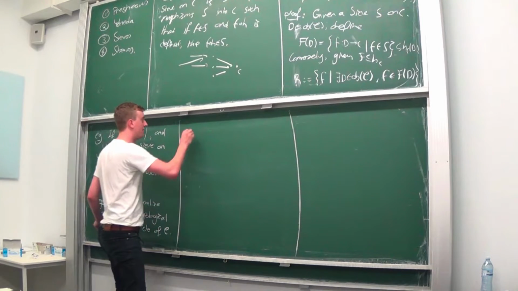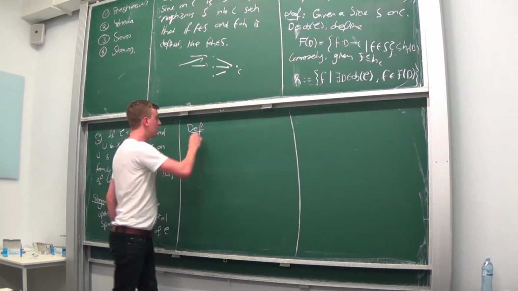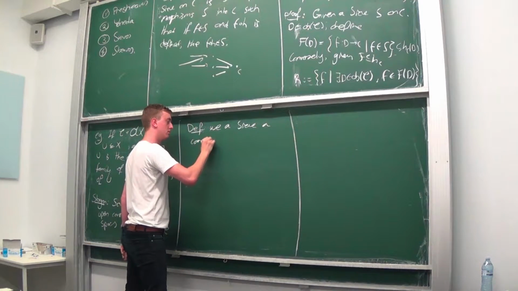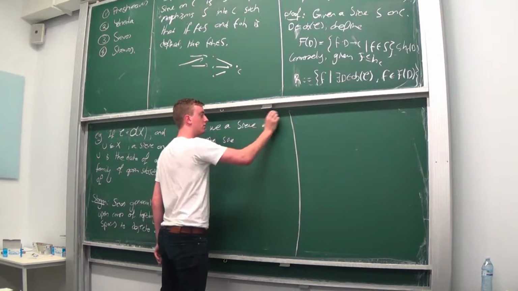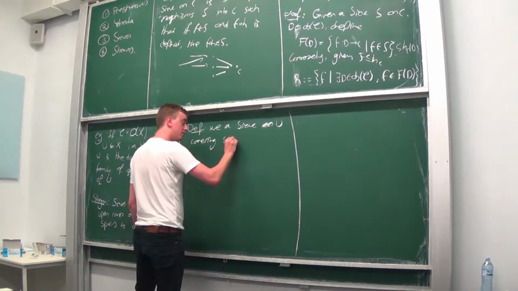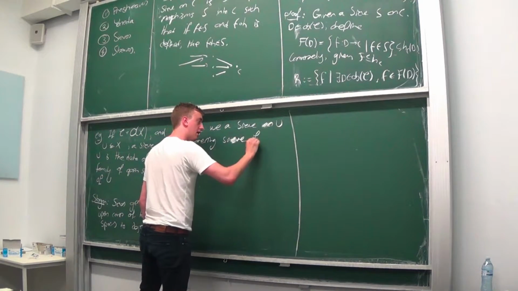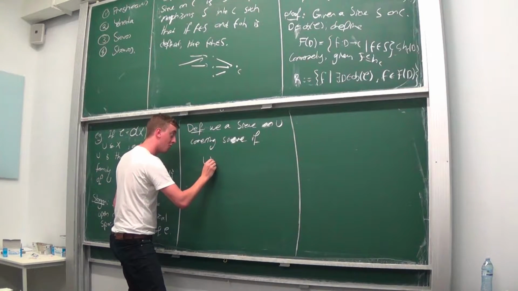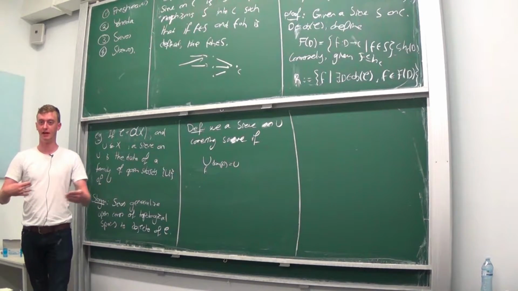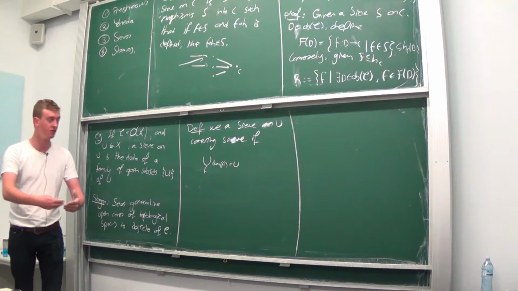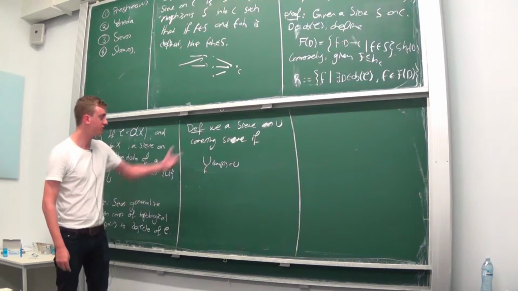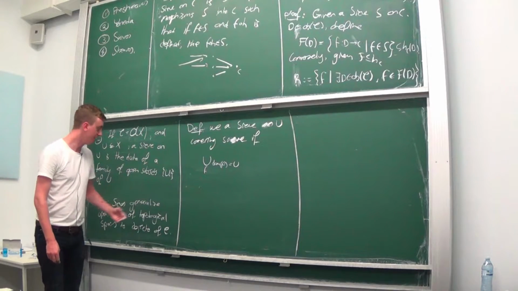To make that slogan more precise, I do need to introduce an auxiliary definition. I apologize. So we call a sieve on U a covering sieve, so we're still in this category over here. We call it a covering sieve if the union of all the open subsets, the domains of all these morphisms mapping into U, if the union over all of those covers U. So this is precisely an open cover, just sort of categorified.